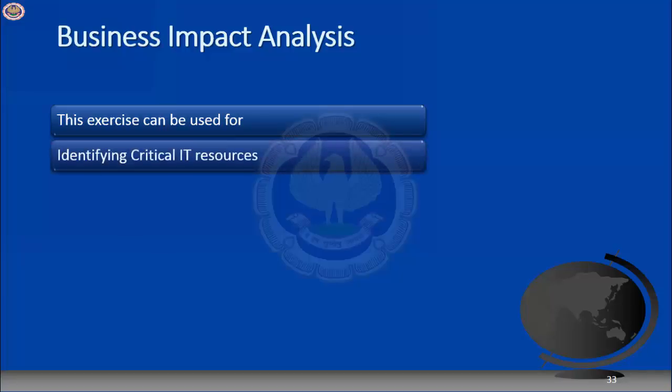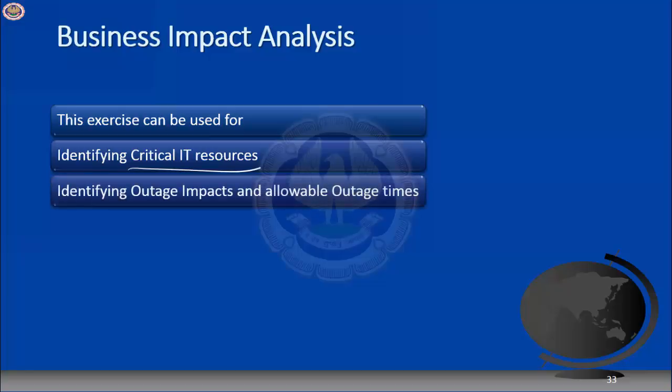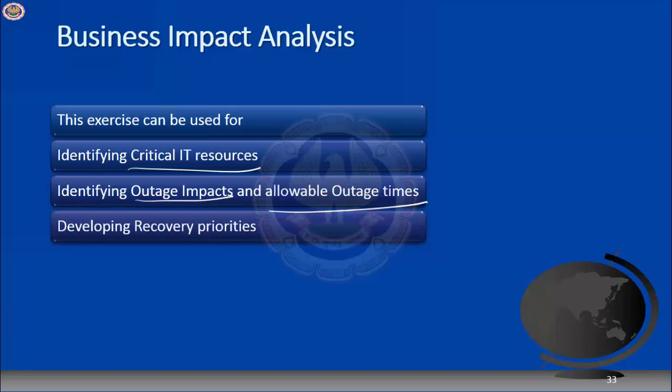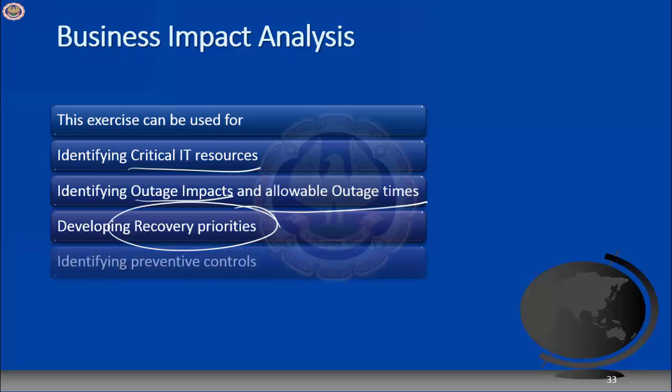Based on the business impact analysis, you can identify the critical IT resources. You can identify the different types of outages which can happen, the impact, and what the allowable outage time is. And based on this, you develop the recovery priorities. What resources are going to be recovered, what business processes are going to be provided, and within what unit of time. And you also decide what different types of controls you can implement to prevent this disaster.